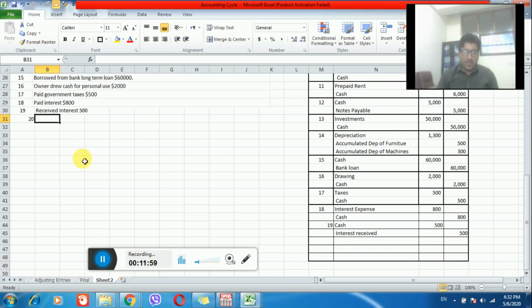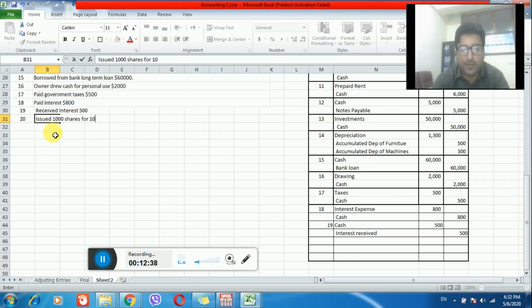For example, I'm just adding another transaction. Sometimes businesses are raising funds, they are financing. So when they are financing, we have a transaction like this. For example, the business issued shares, 1,000 shares for $10 each. Okay, what does this mean?